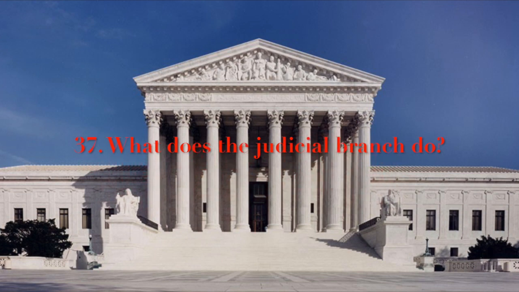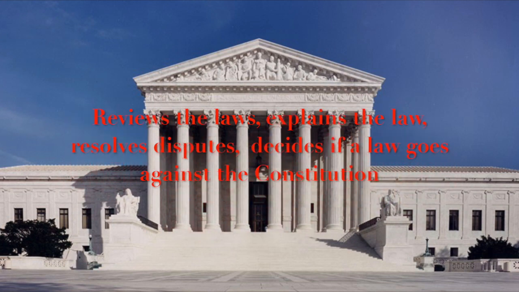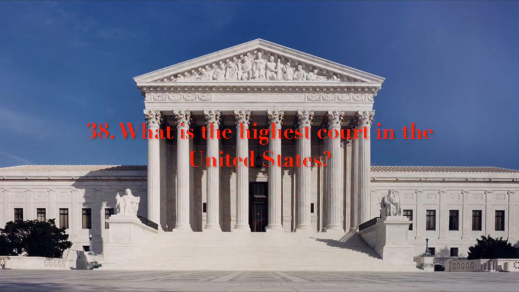Question 37. What does the judicial branch do? Answers could include one of these: reviews the laws, explains the law, resolves disputes, and decides if a law goes against the Constitution. Question 38. What is the highest court in the United States? The Supreme Court.